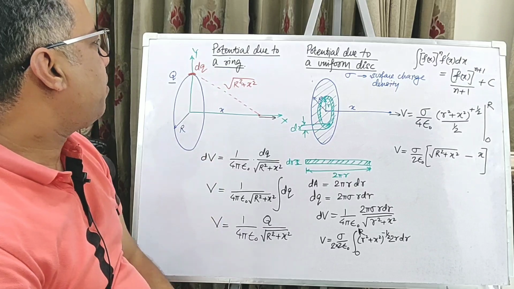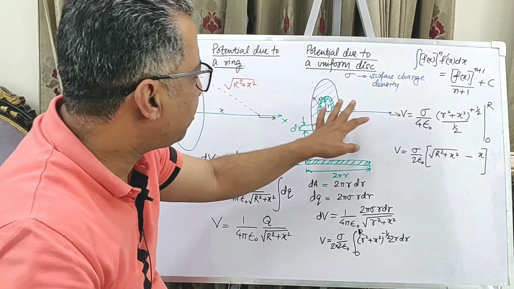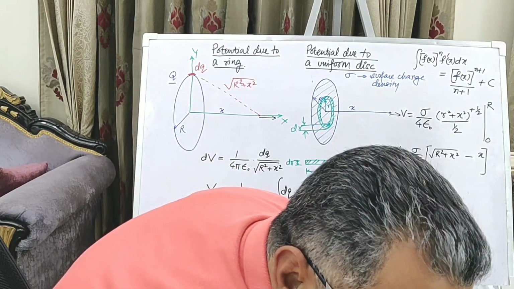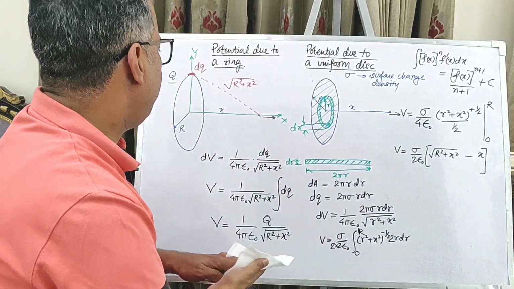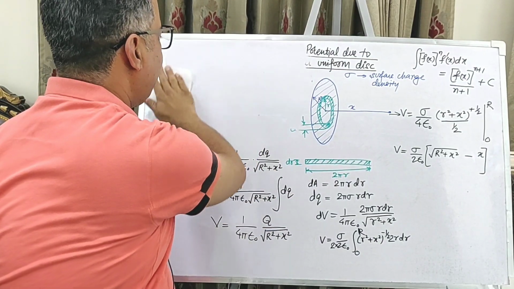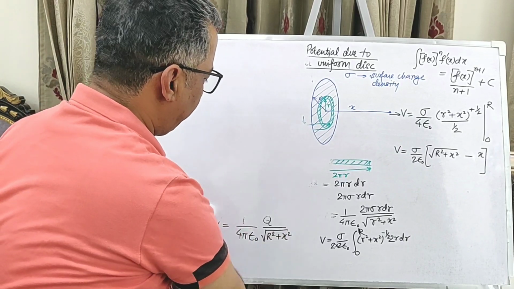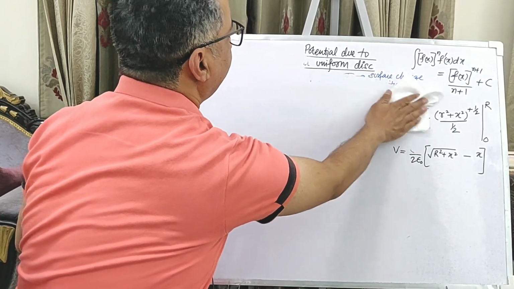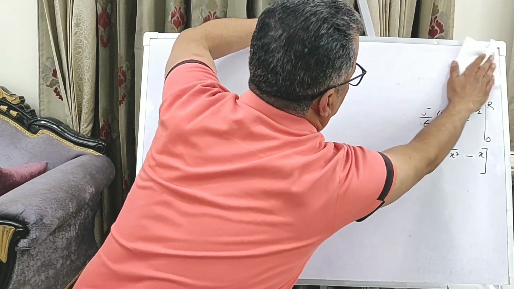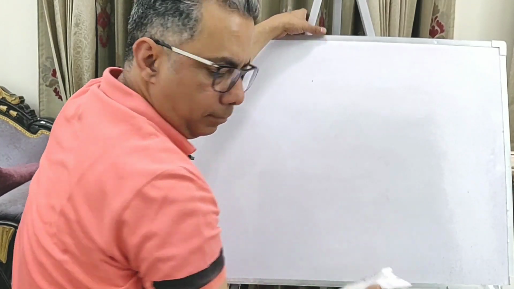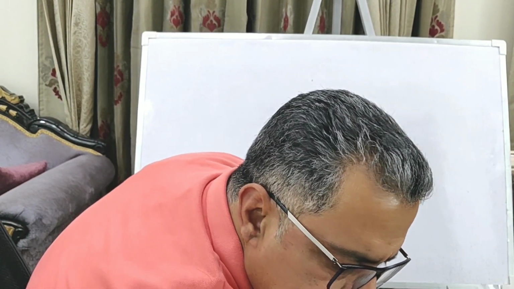So we've calculated the potential due to a ring, we've calculated the potential due to a disk. We now move on and discuss the potential due to spherical objects. So we'll first be taking up a spherical shell, and then we'll talk about solid spheres as well. So we're starting with spherical shell.